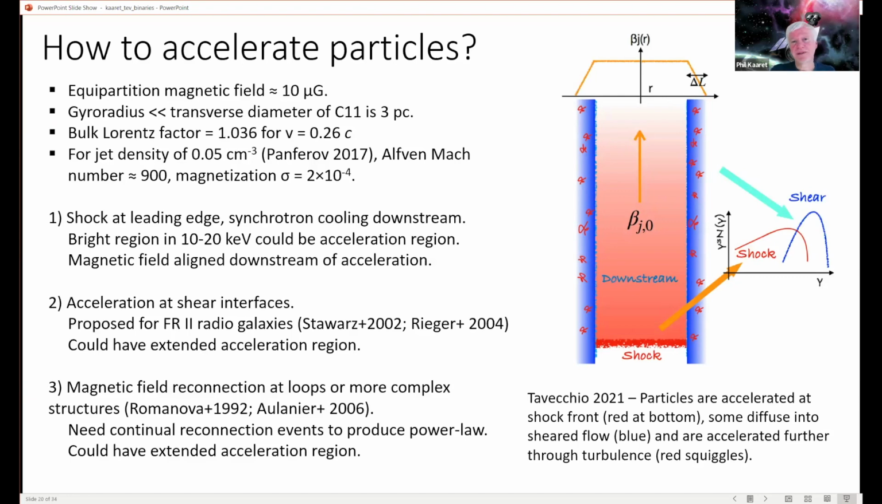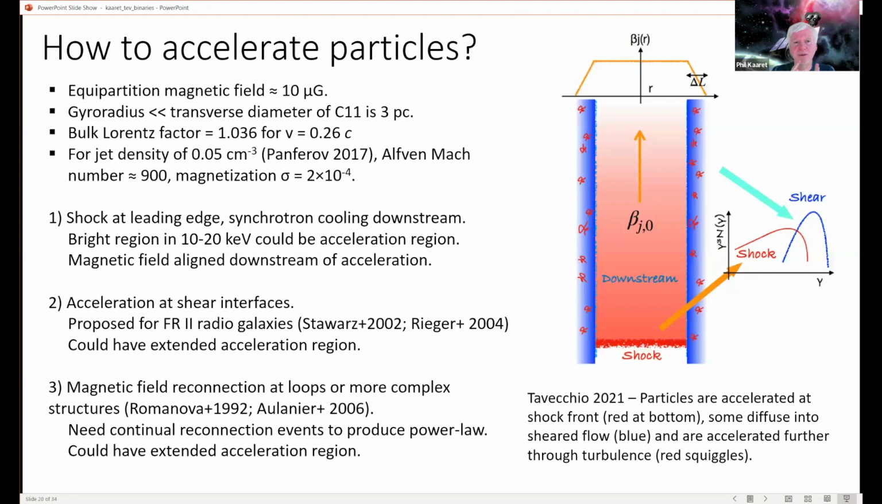The bulk Lorentz factor, if you take 0.26c, is just about 1. And from those things, and then from Panferov, who has a way where he infers the jet density, if you believe that number, then the Alfvén Mach number is about 900, and the magnetization is 2 × 10⁻⁴, so it's very weakly magnetized. And here are just a few possibilities for how to accelerate particles. You could have a shock at the leading edge. In fact, the NuSTAR images really suggest that's the case, because the hard X-rays are hardest and brightest right at the leading edge of that lobe.